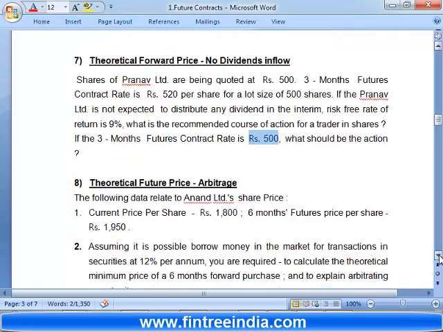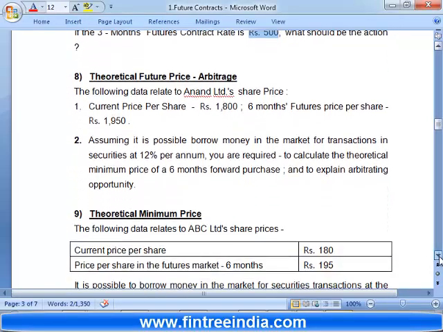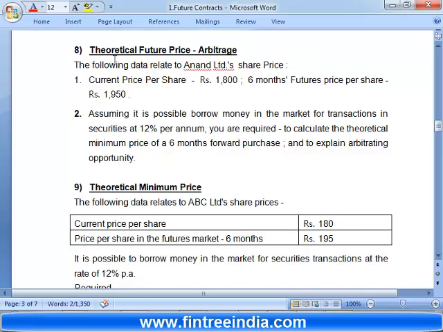Question number 8. Following data relate to Anand Limited share price. Current price per share rupees 1800. 6 month future price is 1950. Assuming it is possible to borrow money in the market for transaction at the rate of 12% per annum, calculate the theoretical minimum price of 6 month forward purchase and explain an arbitrage opportunity. Can you solve this? So you try solving this question now.